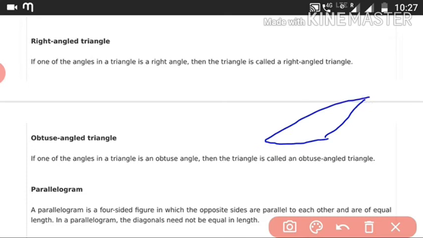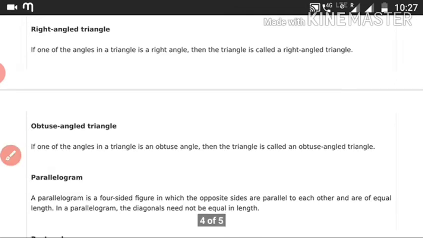this is a triangle, isn't it? So this is also a triangle. How many sides are there? There are 3 sides. Now here one angle is what? One angle is greater than 90 degrees, isn't it? So if one angle is greater than 90 degree, then it is called what? Obtuse angle, okay. Obtuse angle means what? Greater than 90 degree. So this triangle is called what? Obtuse angle triangle, okay.